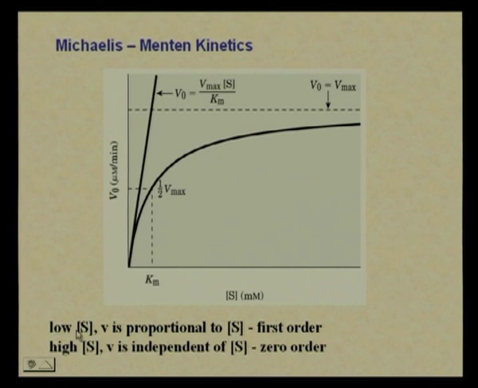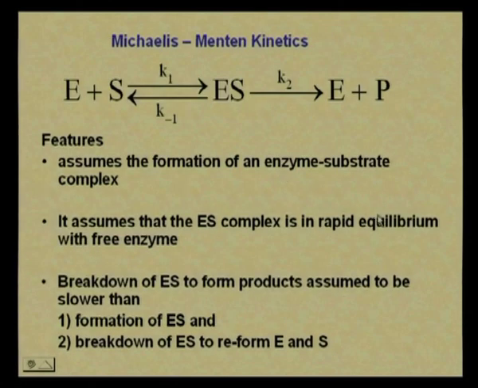When we consider the low substrate concentrations, the velocity is proportional to substrate concentration, where we have a first order reaction, and at high S it becomes 0 order, independent of the amount of substrate that you add, because there is limited capacity for the enzyme to take in the substrate to form the enzyme substrate complex.